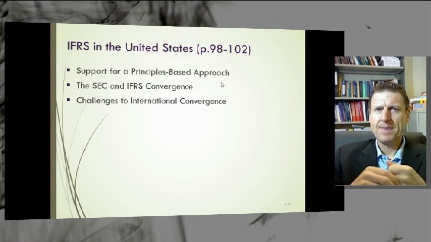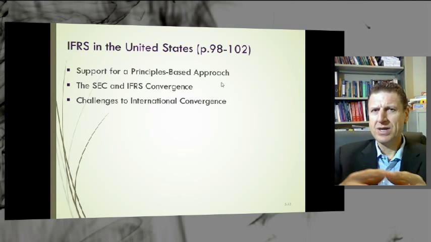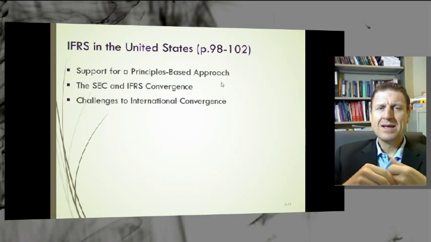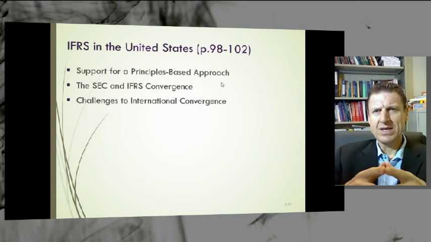And this is why the United States FASB, the Financial Accounting Standards Board, doesn't necessarily like IFRS. So they support the principles-based approach, but they also say you must follow a particular standard. So the SEC and the IFRS, there's talk about their convergence. It's basically the biggest challenge to international convergence.